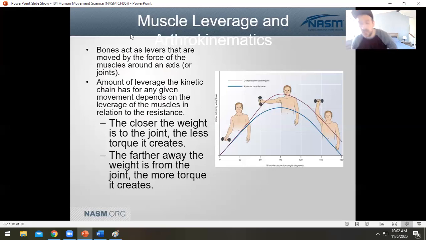You'll notice the closer the weight is to the side. Looking at this guy here, he's taking this dumbbell and raising it up like this. It's going to feel the heaviest right here. This is the heaviest this dumbbell is going to feel. And then once it gets up here, you'll notice the dumbbell is very close.